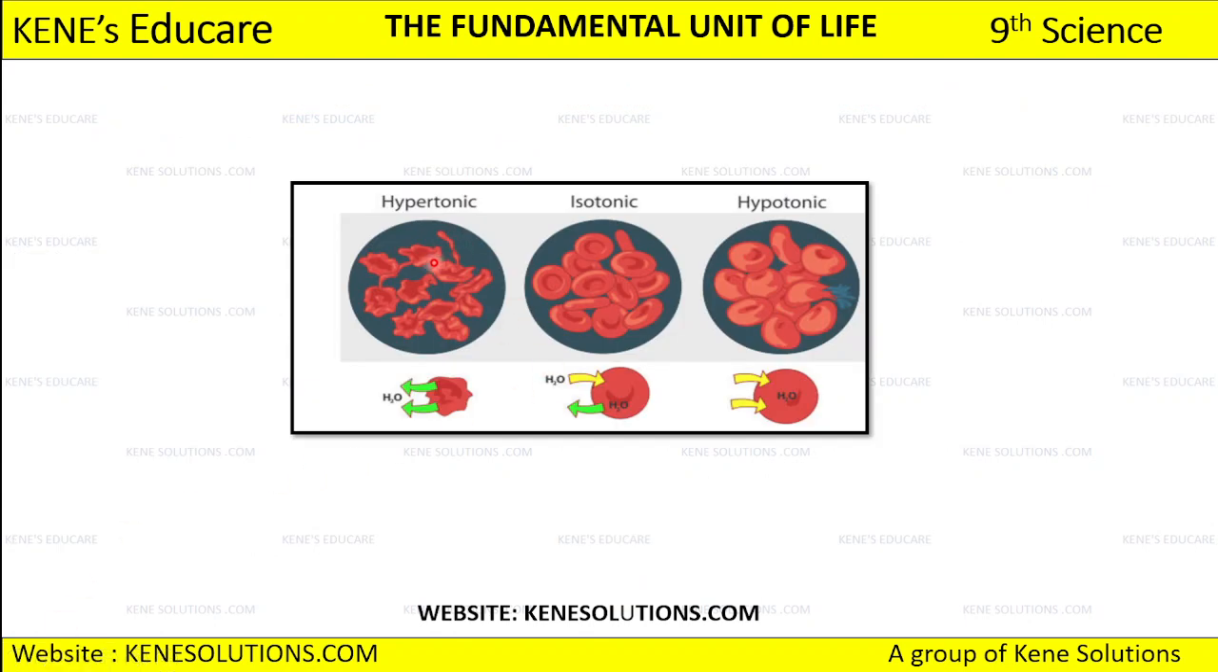Now see, this is what happens in hypertonic: the cell shrinks because water is going out from inside the cell. Can you see, H2O is moving out of the cell because the water concentration inside the cell was higher as compared to the external environment. So that is the reason water from inside the cell moves outside the cell. So this is a hypertonic solution.